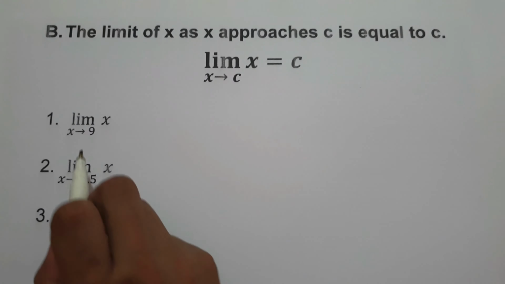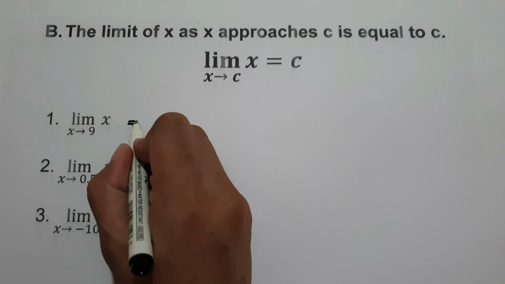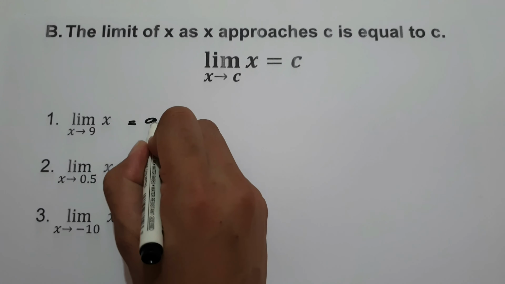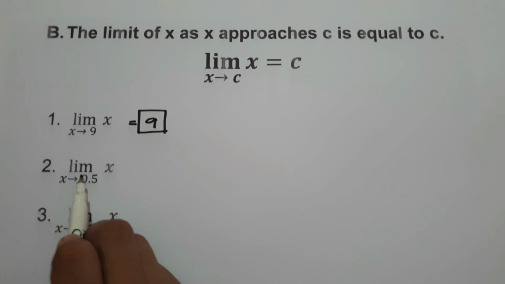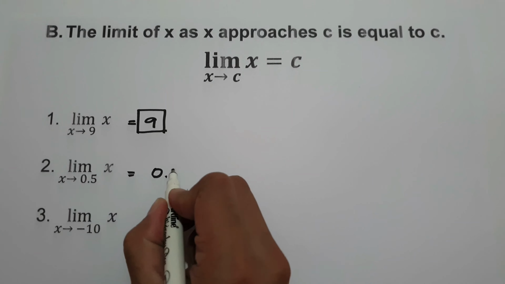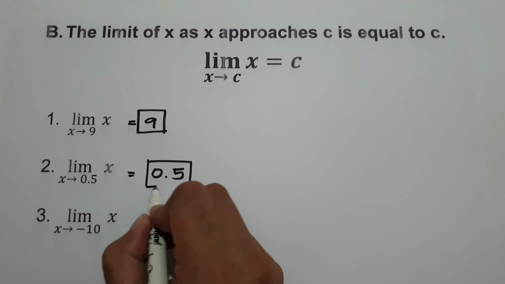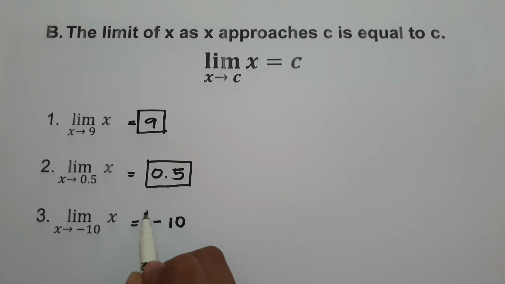For example, the limit of x as x approaches 9, you simply substitute the value of x, which is 9. So the value of this expression is 9, and this will be our answer. And then on number 2, the limit of x as x approaches 0.5 is equal to 0.5. And then on number 3, we have the limit of x as x approaches negative 10. So this one is equal to negative 10. All you have to do is to substitute the value of x in the given expression. So that is negative 10.